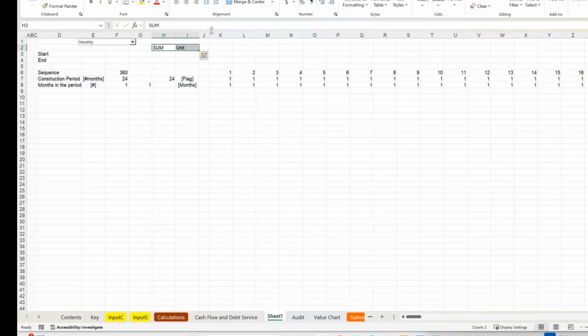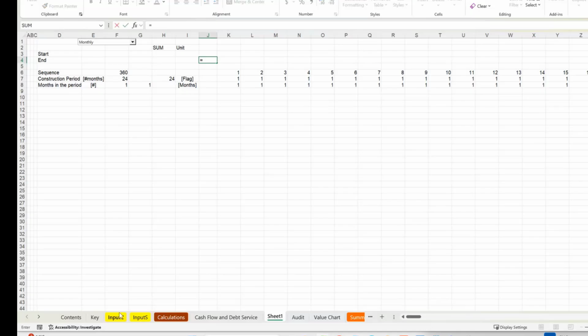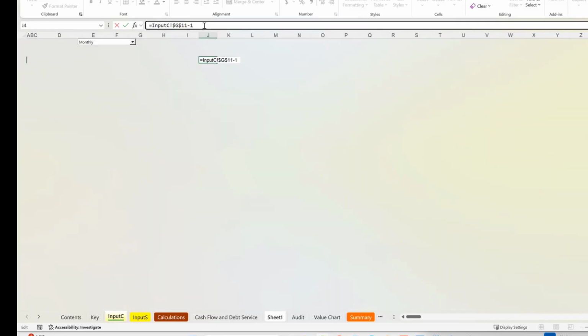I go to the end, and in column J4, I start with the beginning. I put an equal sign and get the financial close date, or construction start. Financial close -1. I put -1 just to get the day before we start.